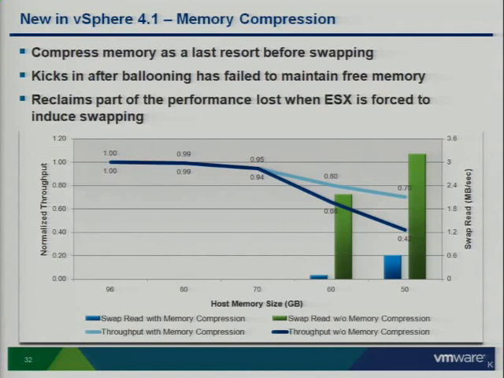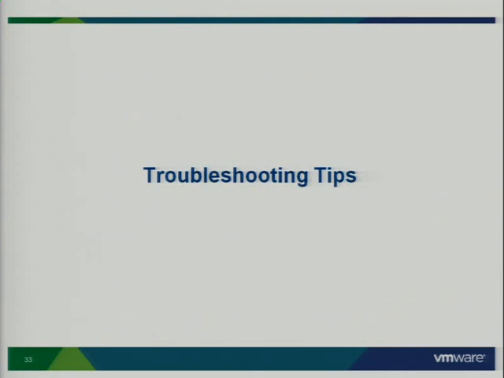So this is what you see in this graph. With memory compression turned on, performance still suffers as you apply more memory pressure onto the VM. But it suffers much less than not having that feature and being forced to swap, and when you swap, your performance falls quite a bit more. So that's really what memory compression buys you in 4.1.